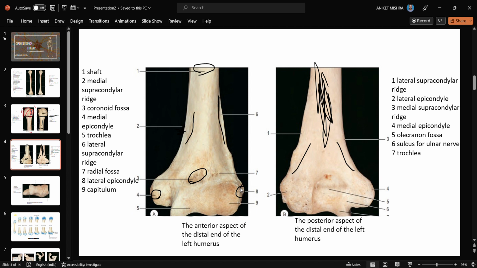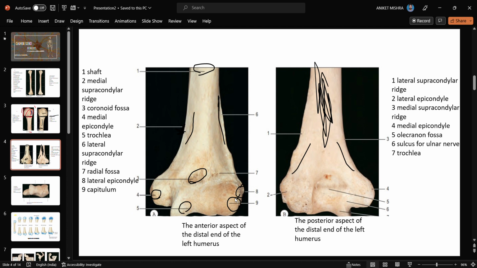When we talk about the trochlea and the capitulum, there is the structure trochlea and another structure known as the capitulum. The trochlea is a pulley shaped surface. It articulates with the trochlear notch of the ulna. There is a structure called the trochlear notch that is present on the ulna, so the trochlea will lie in or articulate with that.